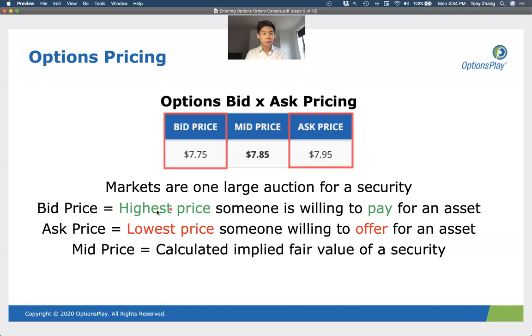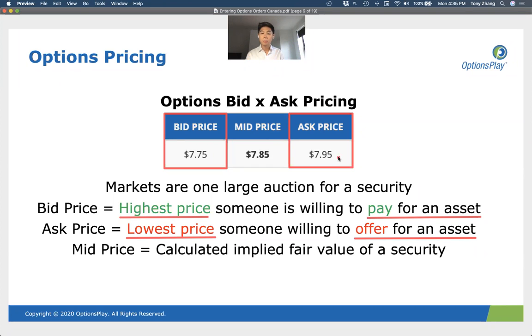The bid price effectively tells you the highest price someone is willing to pay for a specific asset. The asking price is the lowest price someone's willing to offer for that same asset. The way to think about this is no different than a house. When you put a house on the market, the seller has the lowest possible price they're willing to take, and then you have bidders or buyers who have the highest price they're willing to pay.